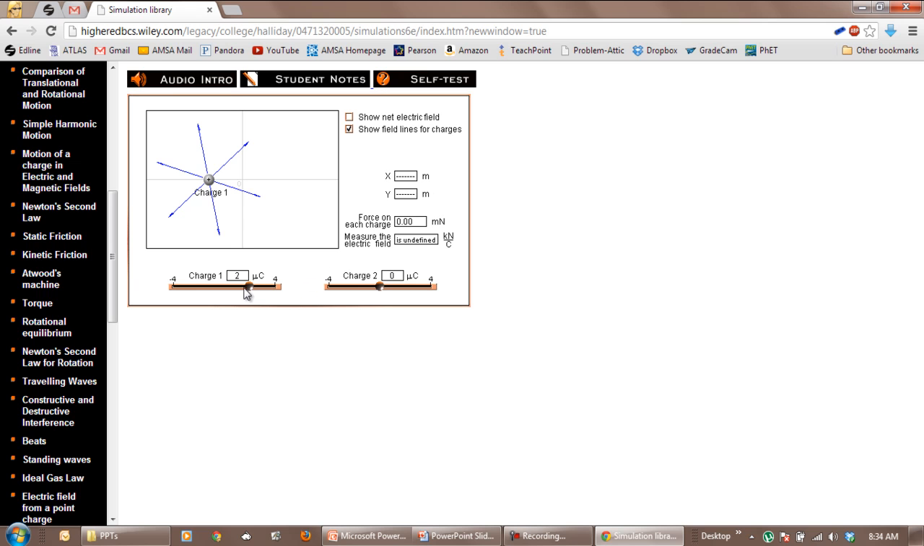On this you can add more charges. Here I only have 1 charge, and you can up the coulombs, the microcoulombs. You can see more and more field lines come in whenever you do a stronger electric field. You can also make it negative. But the cool thing about this one too, you can add in a second charge, and you can see how the electric field lines interact.